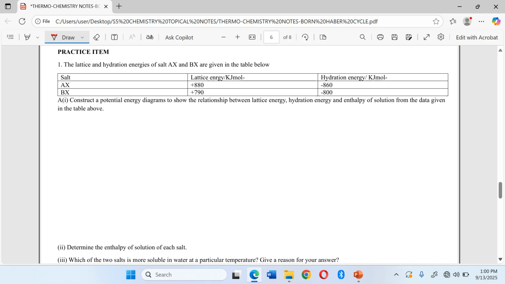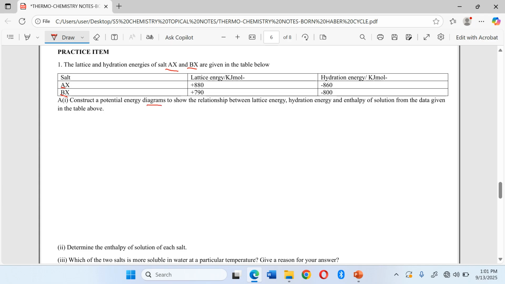Let's go through this practice item, and at the end, we shall be able to do more practice items in the next session. Here they're saying the lattice and hydration energies of salt AX and BX are given in the table below. Salt AX, BX. Lattice energy positive 880, here 790. Then hydration energy for AX negative 860, and here we have 800. So they're saying construct potential energy diagrams.